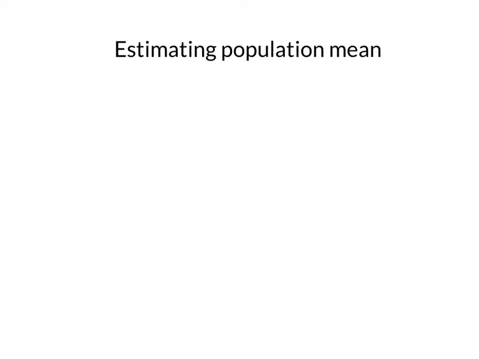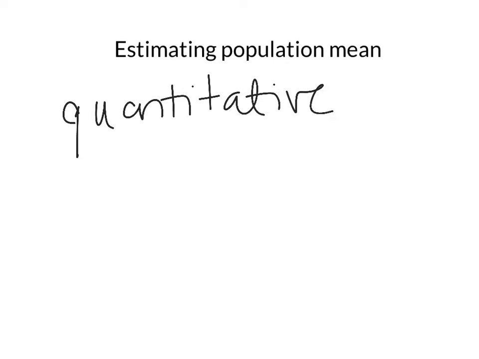So we're going to be looking at estimating population means today. When you're estimating a population mean, you're going to be working with quantitative data, so data that you are actually measuring. For instance, you're looking at the height of all the kids in the school, or you're looking at average test scores, but you're not looking at something like hair color. So you're looking at quantitative data.